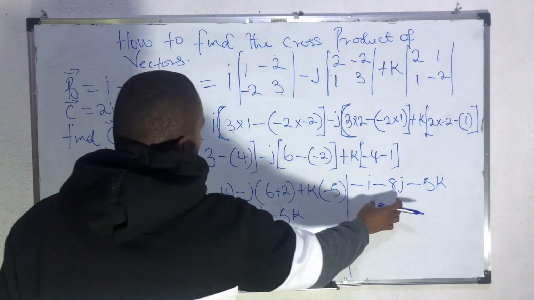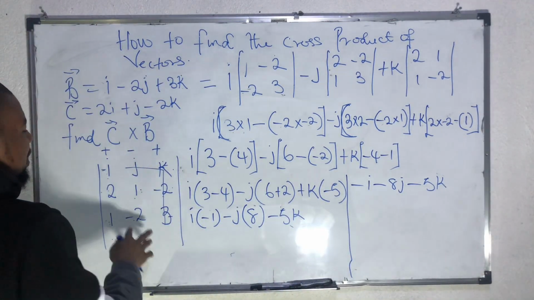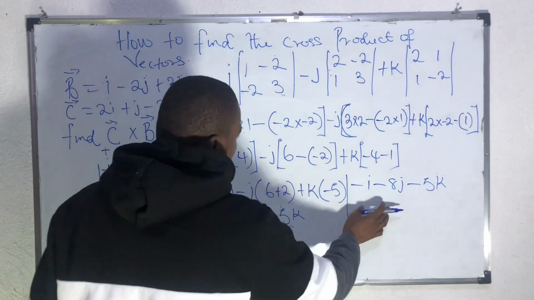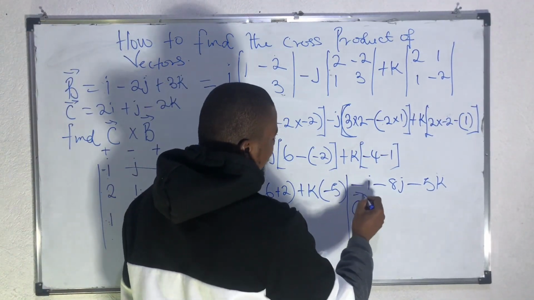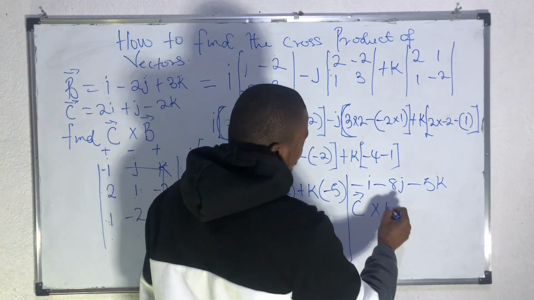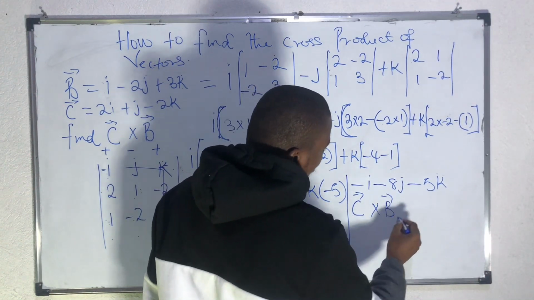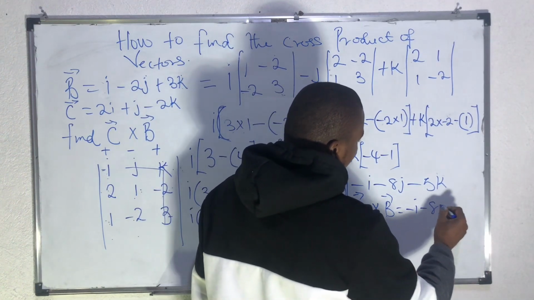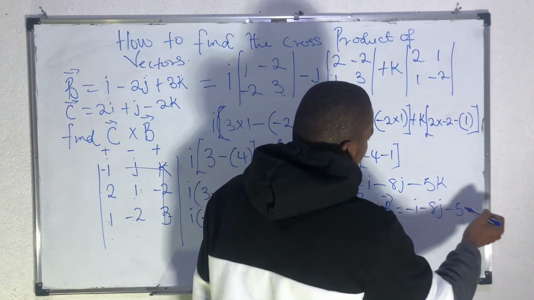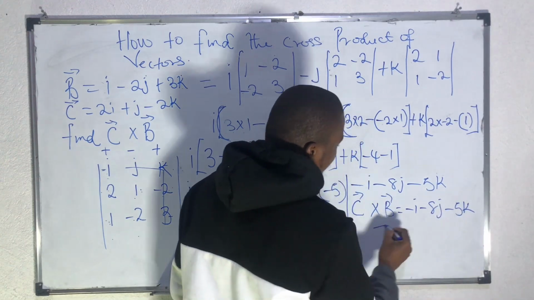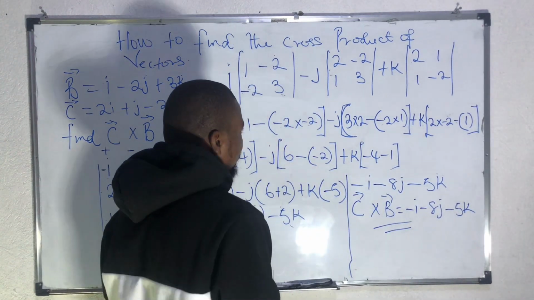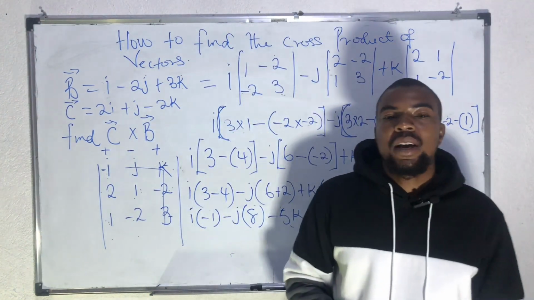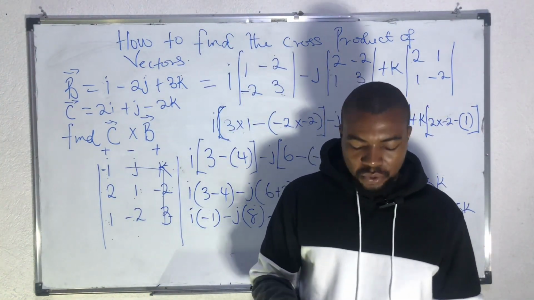You've seen we've obtained a new vector after simplifying all this expression here. Therefore, this is our solution. We now say vector C cross vector B is equal to negative I, negative 8j, negative 5k. This is our solution. So friends, this is how to multiply two vectors using cross product.